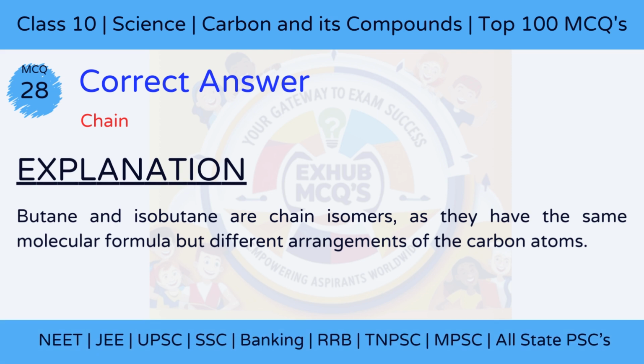The correct answer is option B, chain isomerism. Explanation: Butane and isobutane have the same molecular formula, C4H10, but differ in the arrangement of carbon atoms, making them chain isomers.